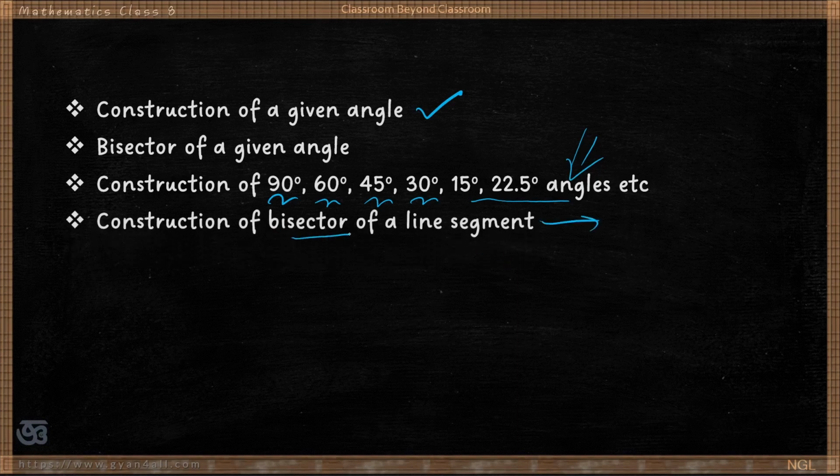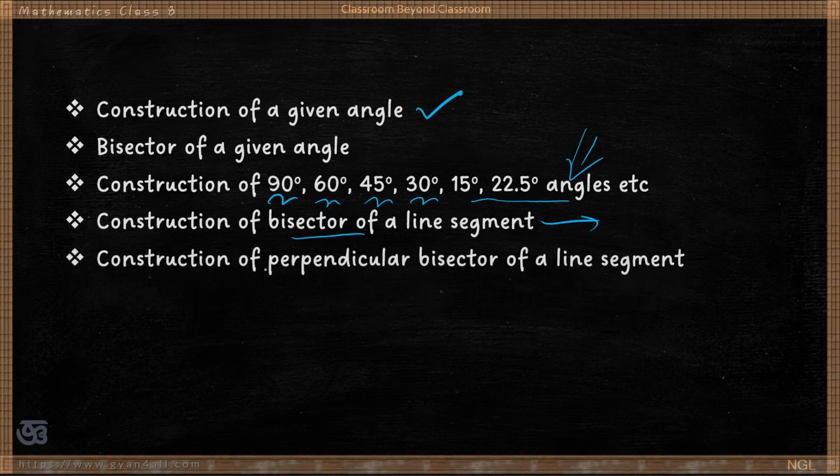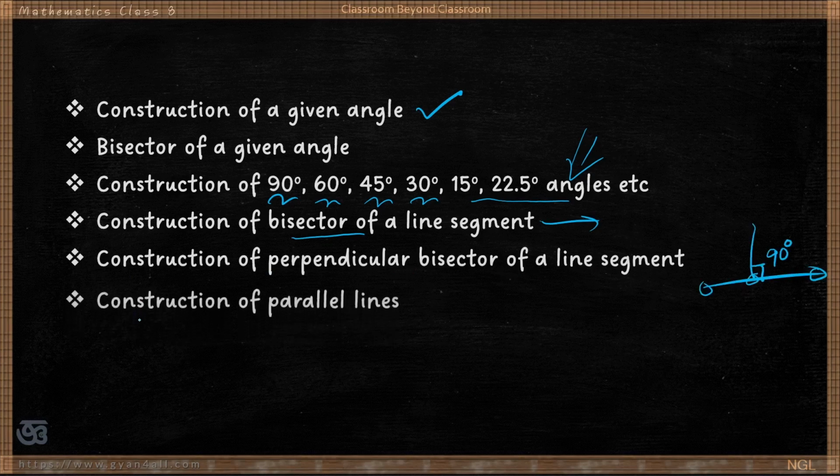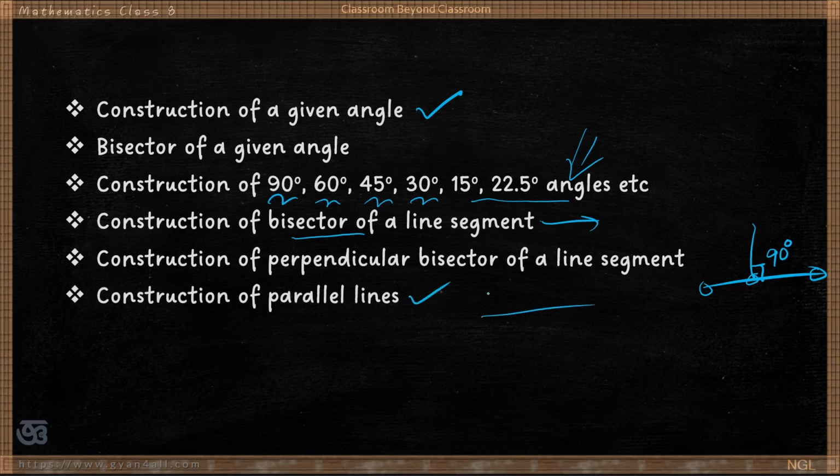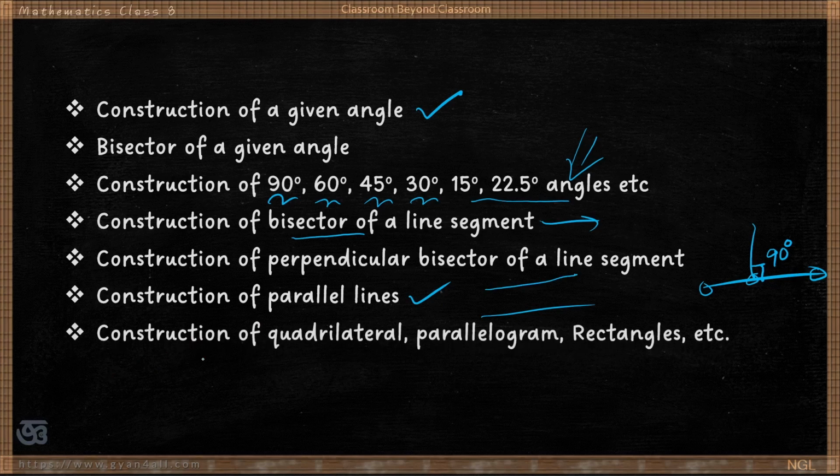How a line can be bisected by another line. Then construction of perpendicular bisector of a line segment. Also construction of parallel lines. A line is given and we have to draw a line parallel to the given line. Construction of quadrilateral parallelogram, then rectangles, squares, etc. These things we will learn in our successive videos.